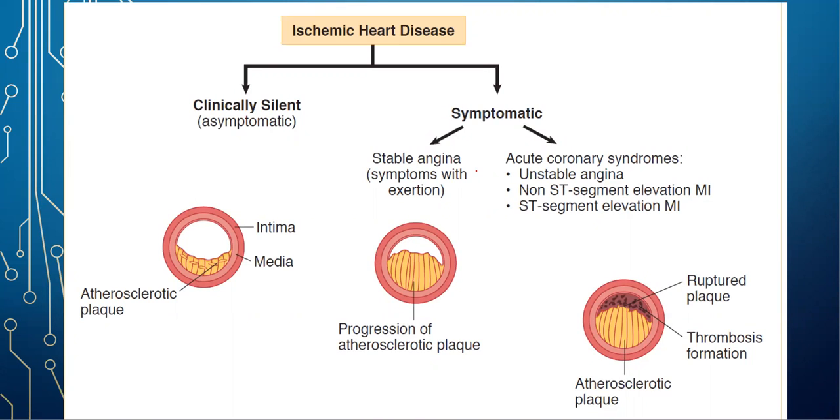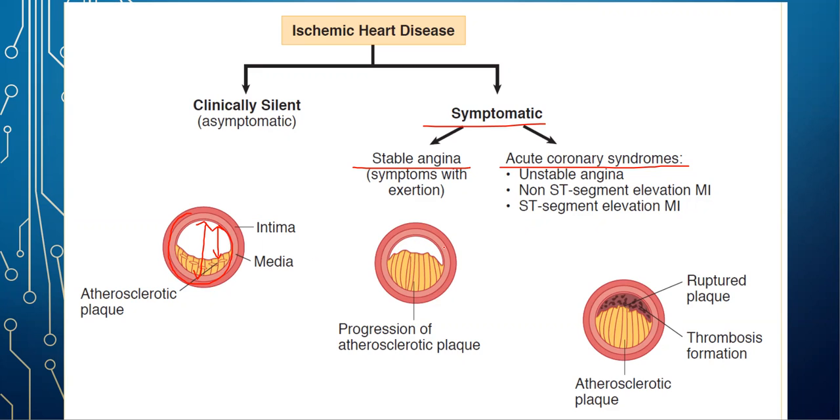Now we are moving on to more important topic, which is ischemic heart disease. So ischemic heart disease can be asymptomatic and be symptomatic. And symptomatic has some other difference. So it could be just a stable angina, or it could be a part of acute coronary syndrome. So this is how your blood vessels look like. And this is the lumen, right? And gradually, a patient can develop atherosclerotic plaque into their lumen, and the lumen becomes narrow and narrow.